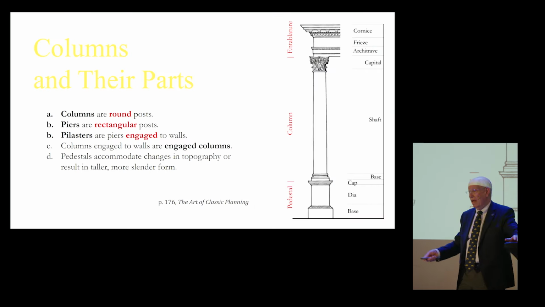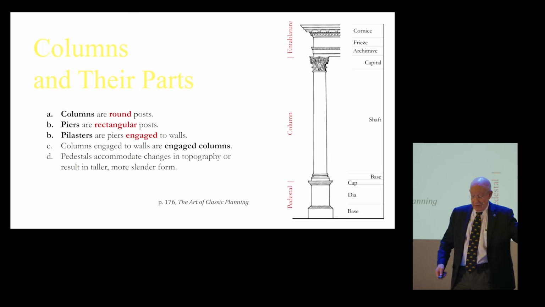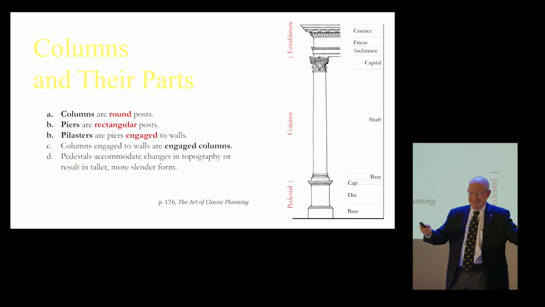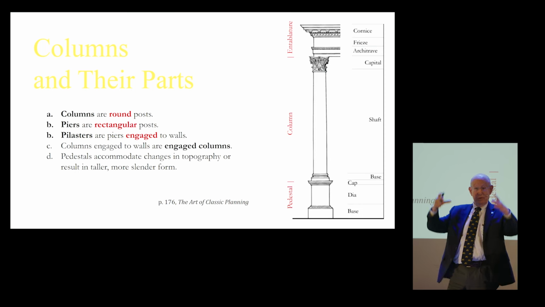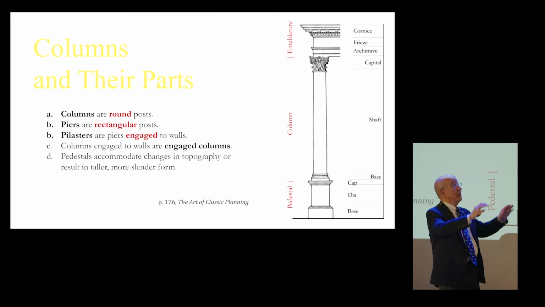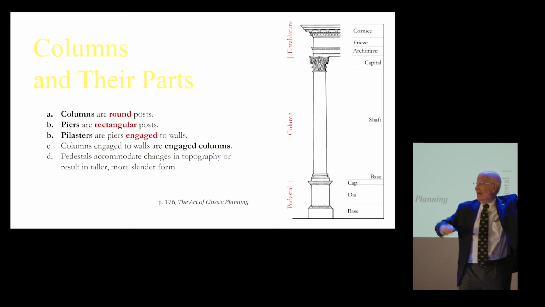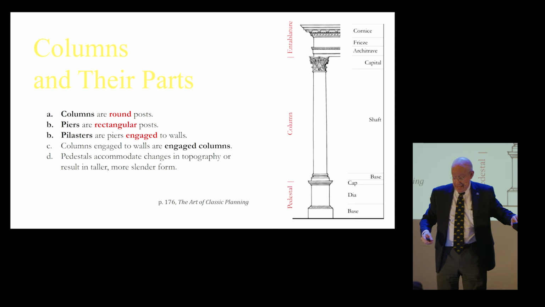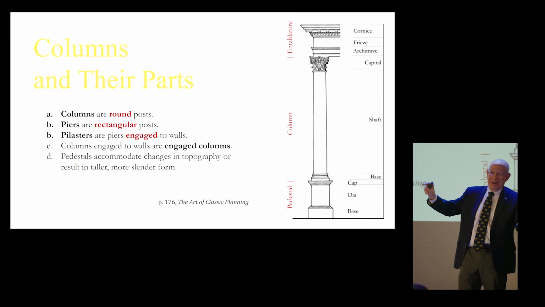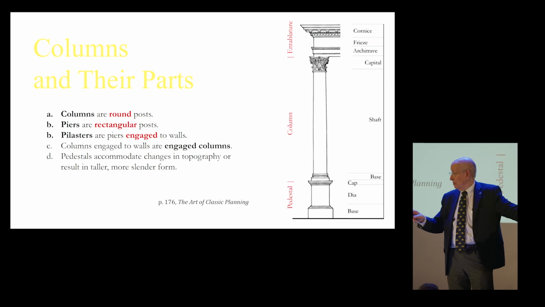Columns. Well, we have round columns, but columns are posts, okay? They hold the whole thing up, or they look like they do. And the difference is really not of no consequence. Columns are round, and piers are rectangular, and pilasters are rectangular columns engaged to the wall. So these are pilasters, 1, 2, 3, 4. There are columns that are engaged to walls, like pilasters are, but they're called engaged columns. Okay, whatever. And we have pedestals, which are absent here.